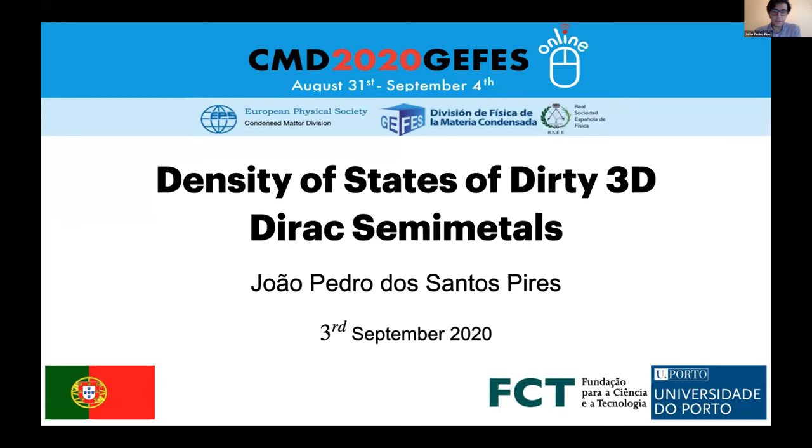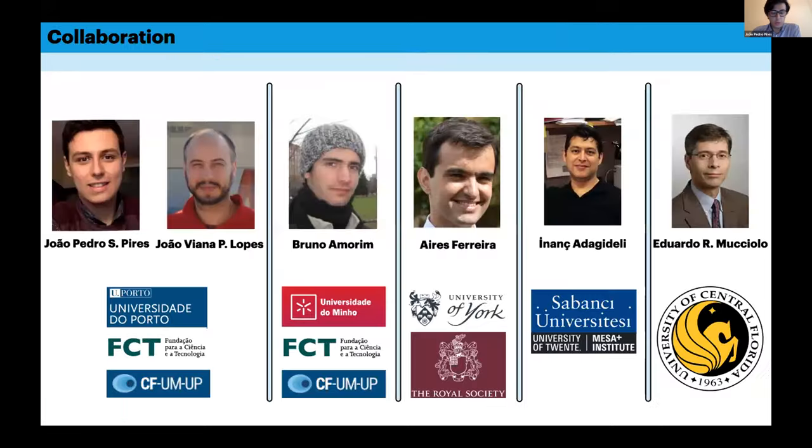Okay, so first of all, thank you very much for allowing me to participate in this very nice talk. I'm here to present a work that we have done in the past months at the University of Porto, where I am a PhD student. The work is on trying to work out what is the effect of disorder on the density of states of Dirac semi-metals. This work was done in a rather large collaboration with people from the University of Porto, University of Minho, University of York, also from Southern University, University of Twente, and the University of Central Florida. So these people that are here.